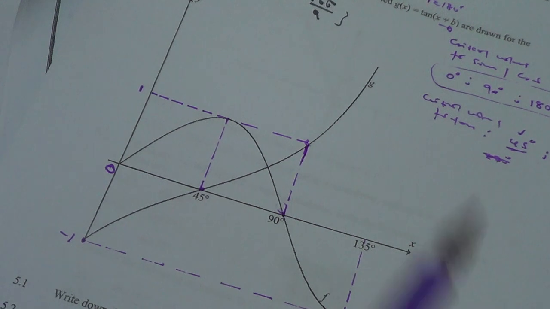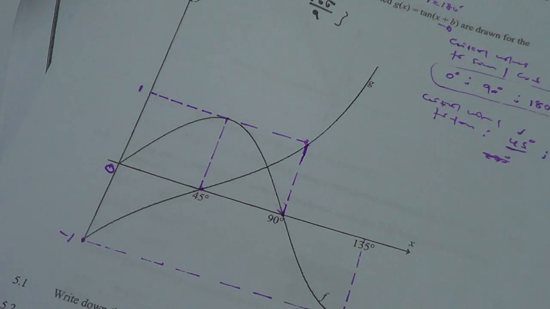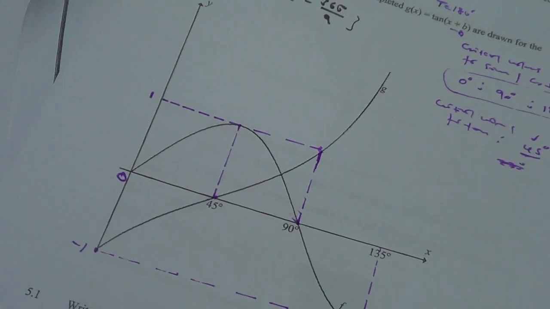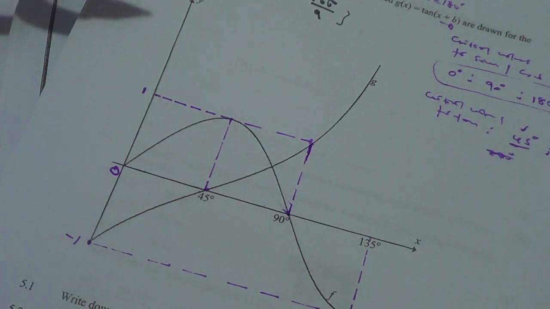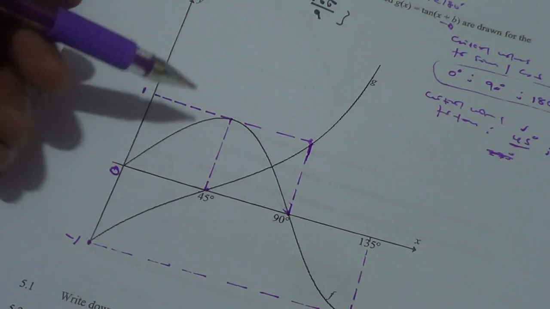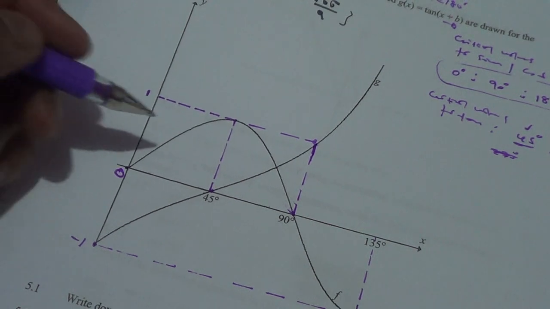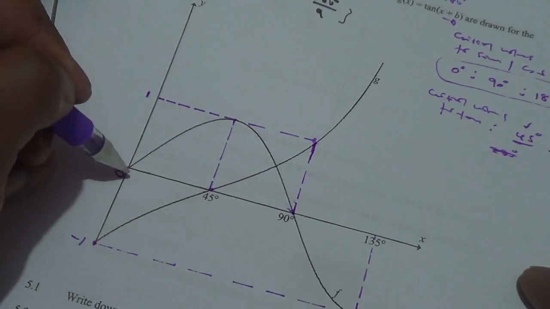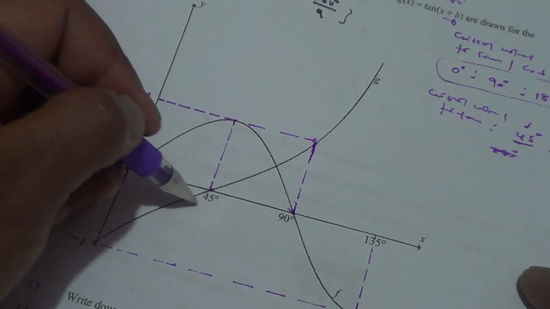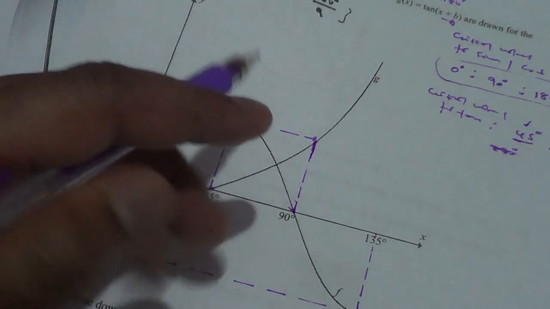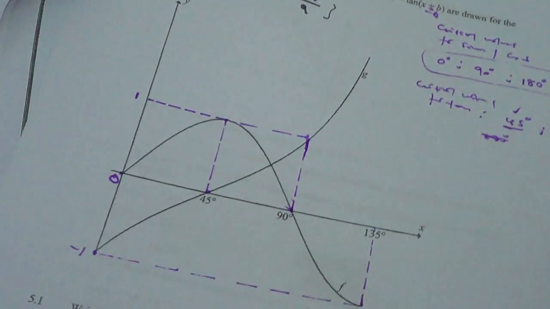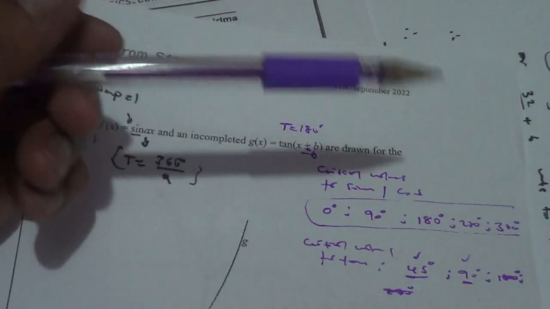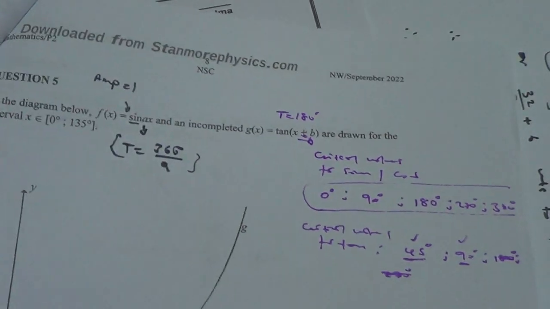It's like that. And then it usually crosses at 0, right? It crosses here. But now it's crossing at 45. That means we shifted this point to the right 45 degrees. So we know that this is actually a minus 45 over there. So that should be a minus 45 over there.